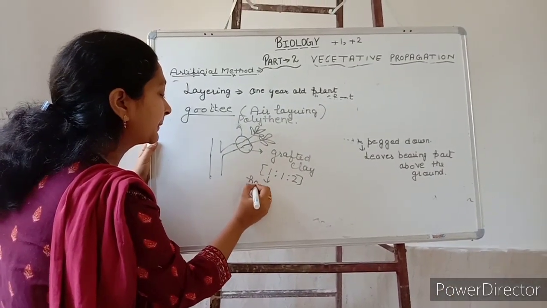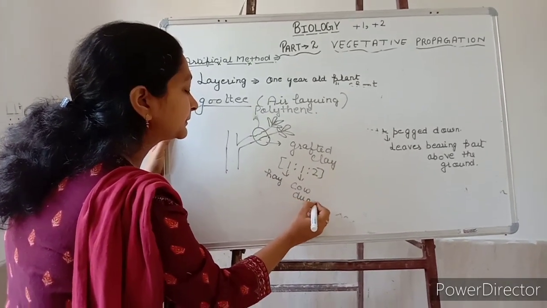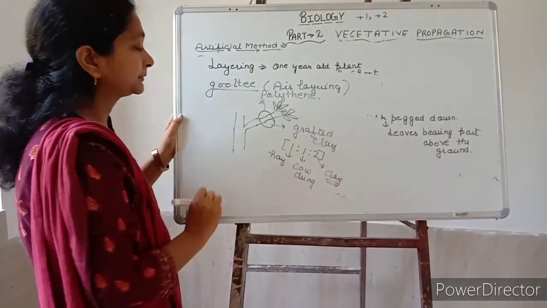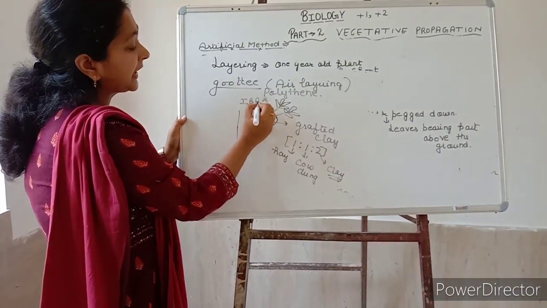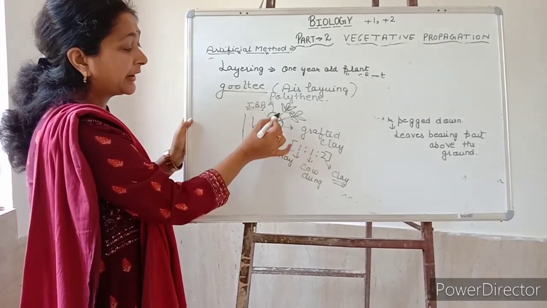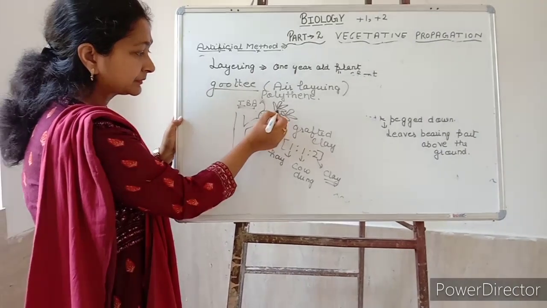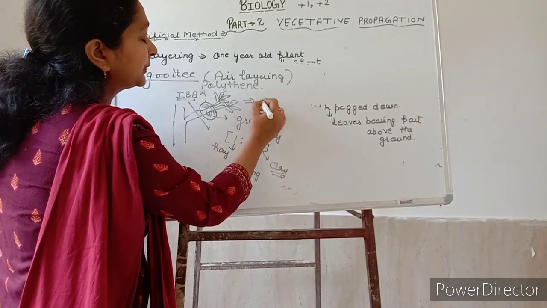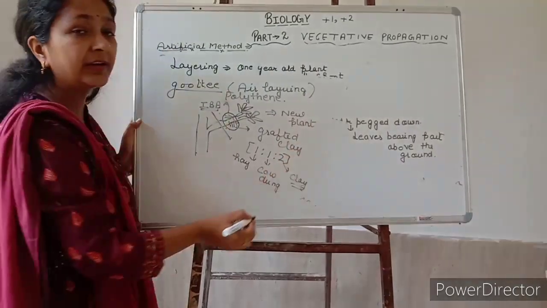1 part hay, 1 part cow dung and 2 parts clay. Indole butyric acid, IBA, is also given to induce root formation. After some time, root formation will take place. And this is cut from here and forms a new plant. So this is air layering.